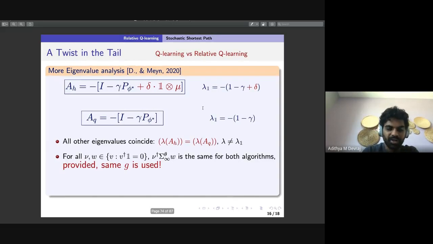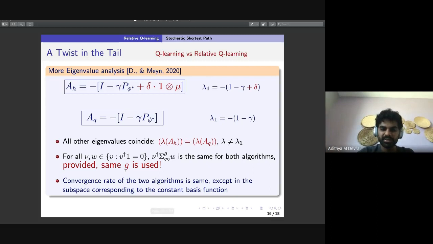What this can be shown to imply is that for any vectors v and w orthogonal to the all ones vector, v dagger sigma infinity theta times w is the same for both these algorithms. Sigma infinity theta is the asymptotic covariance for each of the two algorithms, and it can be the same for both, provided that you use the same step size. So this means that the convergence rate of the two algorithms can be the same, if you use the same step size, except in the subspace corresponding to the constant basis function.